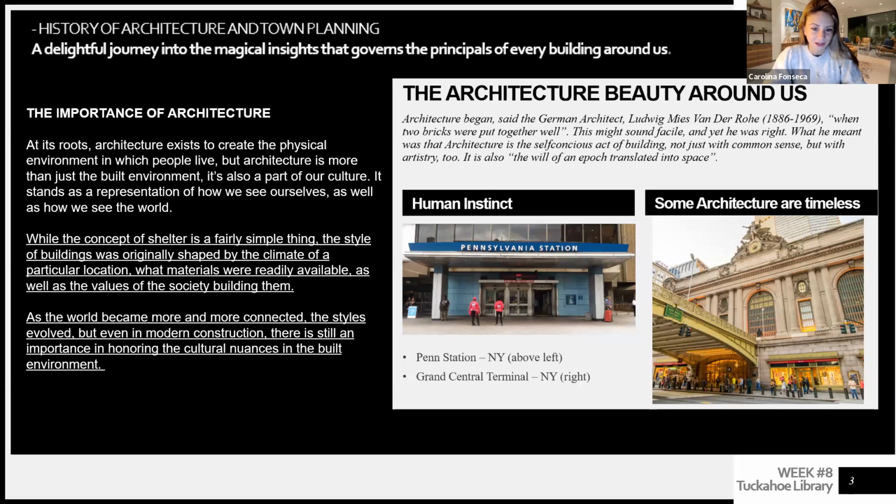So Penn is on our left, Grand Central is on our right. They both translate their era, their main characteristics for modern architecture or for a more traditional architecture, or some of us would say classic architecture. So the importance of architecture, as you can see, is that at its roots, architecture exists to create the physical environment in which people live. But architecture is way more than just the built environment.